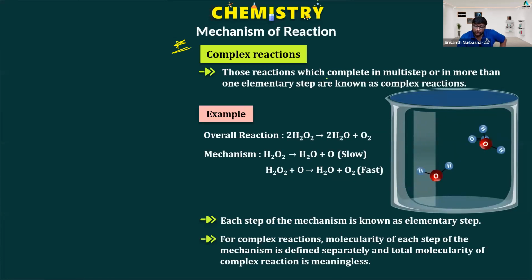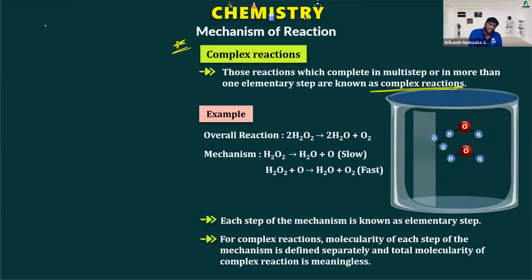Those reactions which complete in multi-step, or in more than one elementary step, are known as complex reactions. The overall reaction is 2H2O2 gives rise to 2H2O plus O2. Mechanistic approach, if you proceed: H2O2 gives rise to H2O plus O, which is happening slowly. H2O2 plus O gives rise to H2O plus O2, which is happening fast.